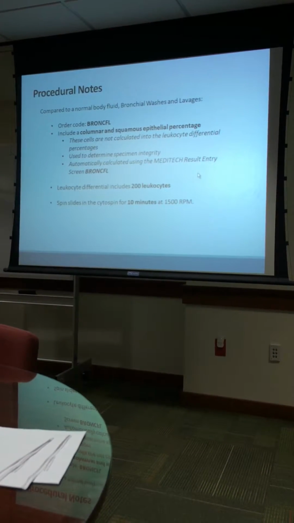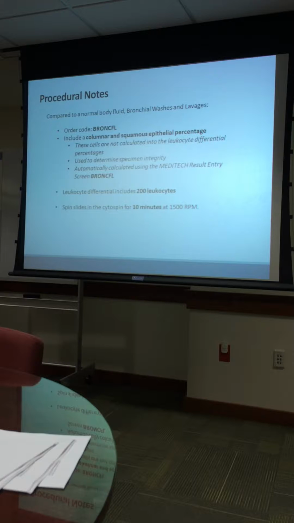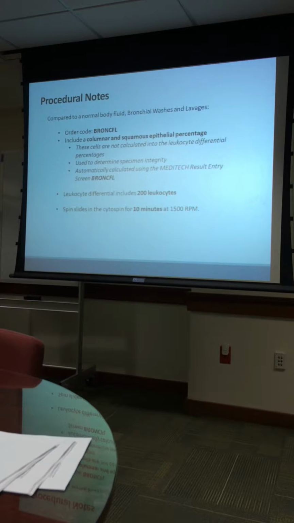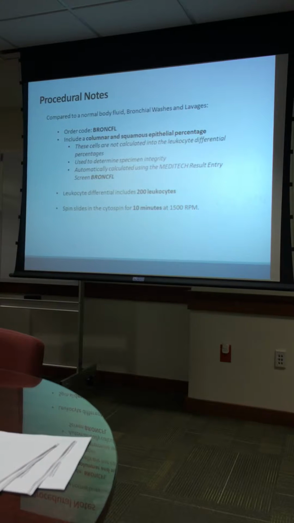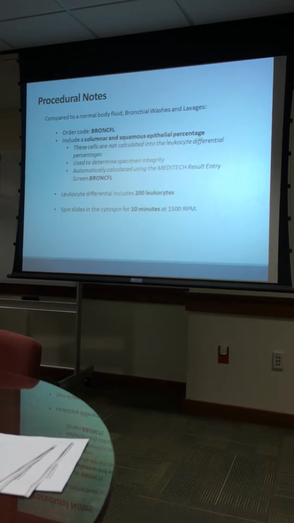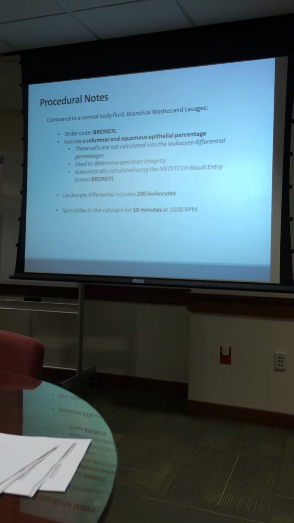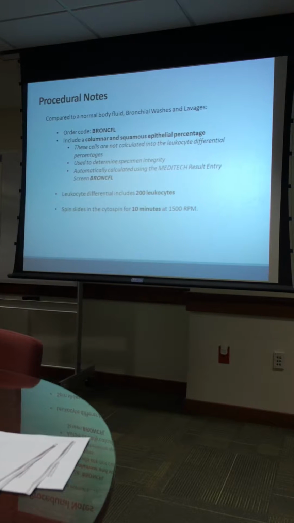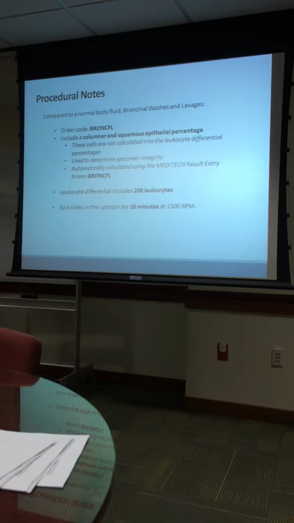We just wanted to include some information for you guys in the lab about the procedural differences from a bronchial wash versus a regular body fluid. So we made its own order code, and after you order that, you can pick bronchial wash or lavage when you're doing your result entry. One of the major differences is that you're now going to be counting the epithelial cells. Those numbers aren't going to be included in the leukocyte differential because of the way that we set up the result entry screen in Meditech, but it's going to be counted so that doctors have that information available to help them determine what kind of specimen they collected, whether it was a good collection or not.